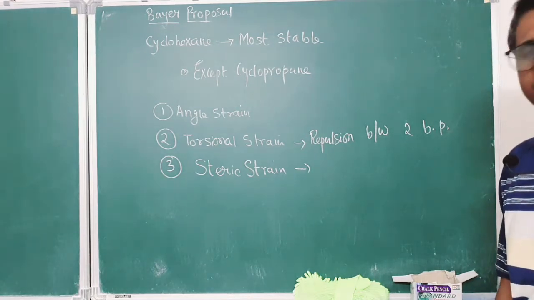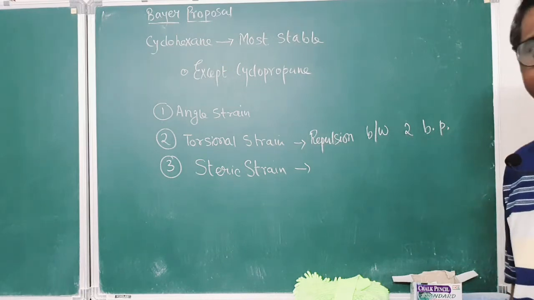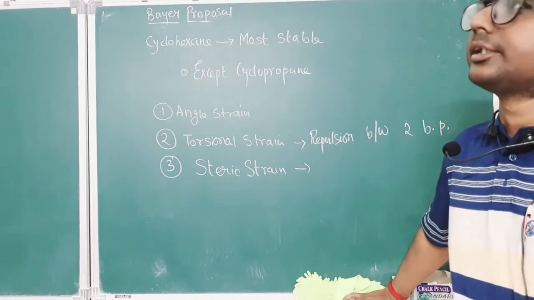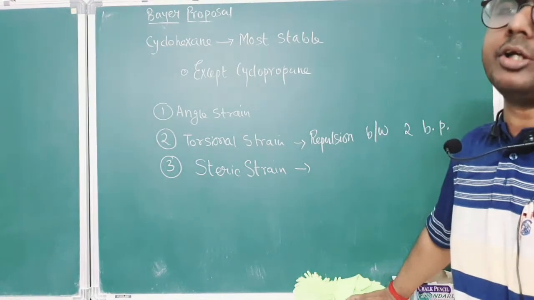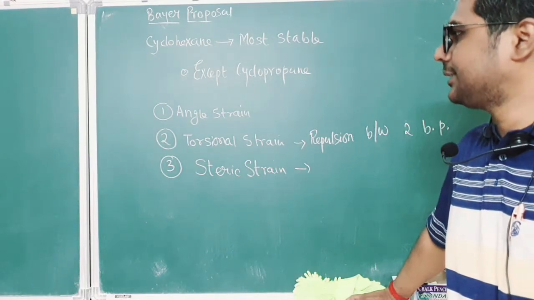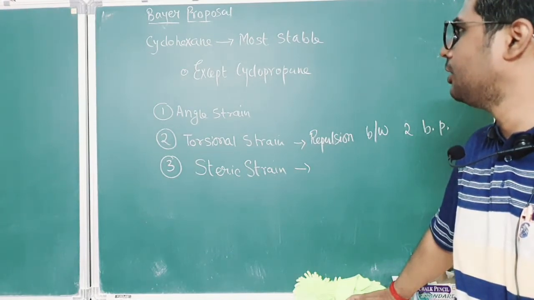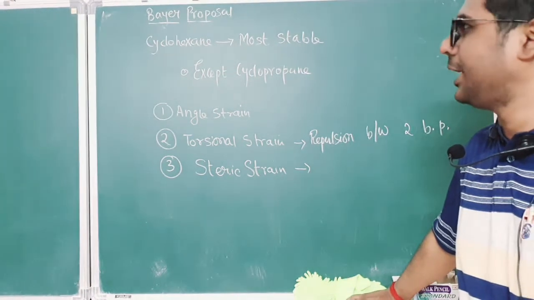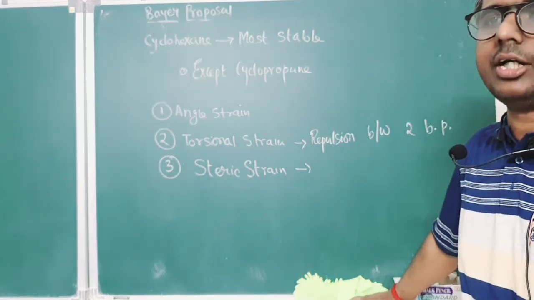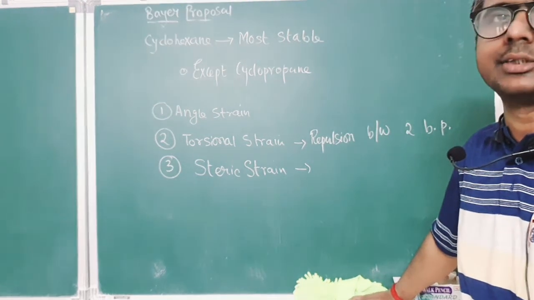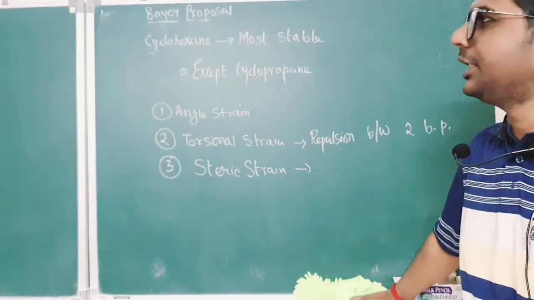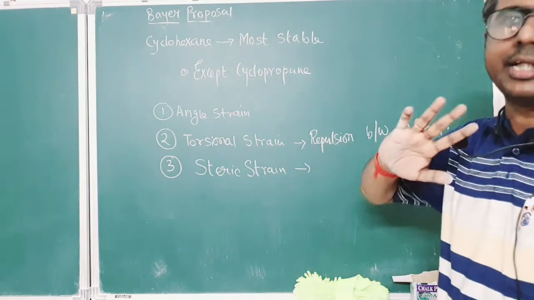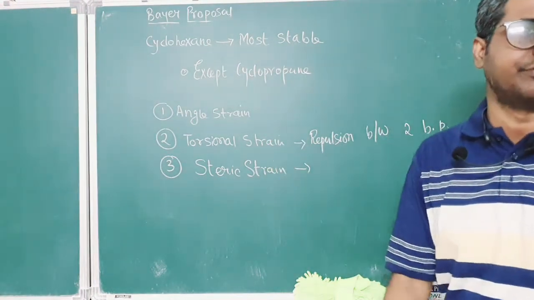The relation between the repulsion between two bond pairs. Okay. So we can write the next line. Hereby we can conclude that Baeyer's strain theory is not applicable for non-planar cycloalkanes. Clear? Because it considers only angle strain. Right, Kiran? Baeyer strain theory does not consider torsional strain, steric strain and so on.